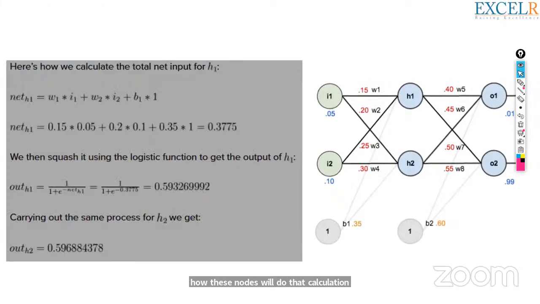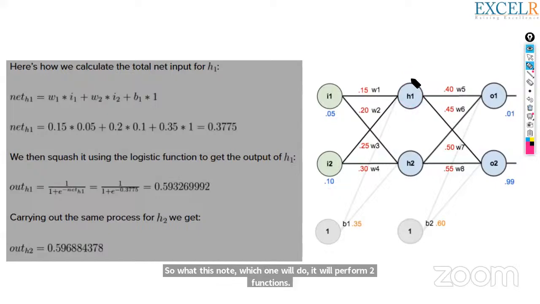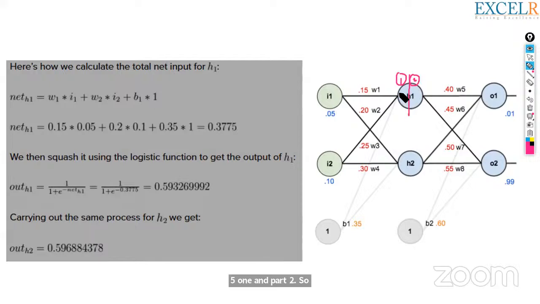Okay, so this is what we have. Let's consider the node H1, because the processing will start from layer 1, right? The nodes of the input layer don't perform any kind of processing. They will only contain the input data. If I consider this node H1, it will perform two functions, part 1 and part 2. In the first part, it will perform the adder operation, and whatever is the output of the adder, that will be the input for your activation function, right?